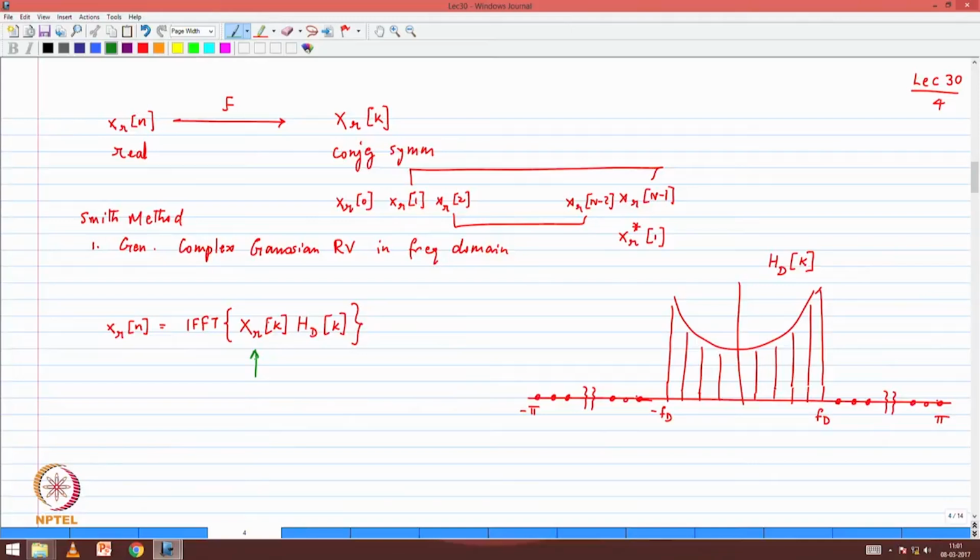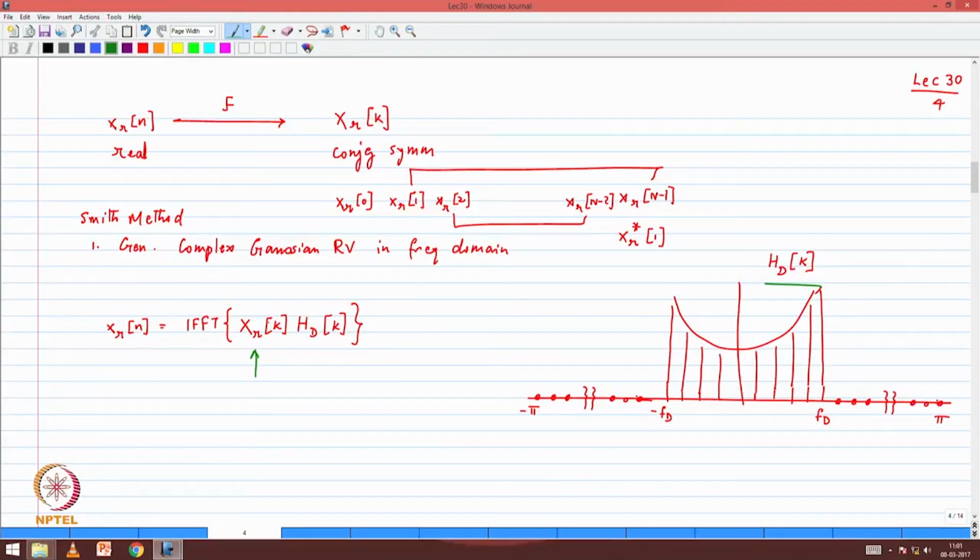Hd of k, I have generated the samples of that. So I don't generate an impulse response. I just sample the spectra, the power spectral density. So this is what gives me Hd of k. So it's a very simple process. I generate n Gaussian random variables. I have sampled the spectrum of the power spectral density, and then I multiply, take the inverse FFT. That gives me a sequence of length n.